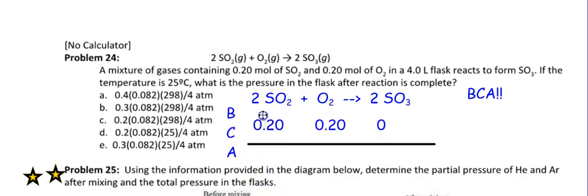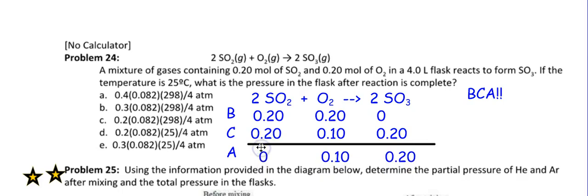I start off with 0.2 moles of sulfur dioxide and oxygen. I start with no moles of sulfur trioxide. So which one do you think is limiting? Go ahead and kind of figure that one out. If you said sulfur dioxide was limiting, you were right. And when we're done, this is what we get.